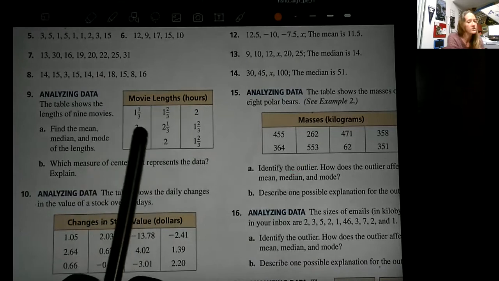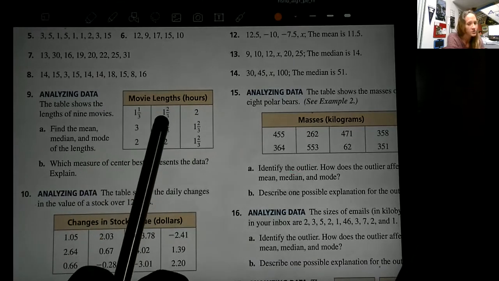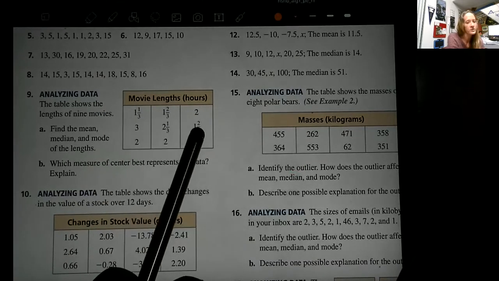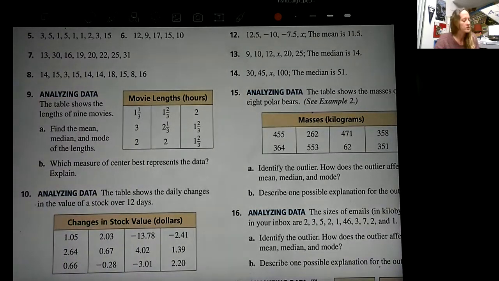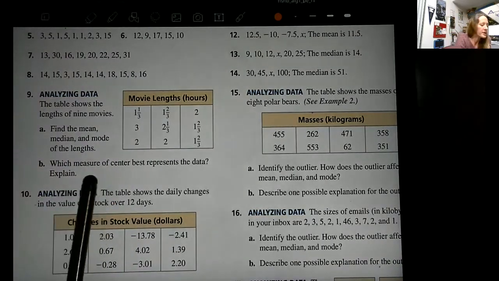I'm not expecting you to do this by hand. Not that you couldn't. 2/3 and 1/3 is a whole one. 1/3 and 2/3 is a whole one. We just have an extra 2/3. But I don't mind if you go ahead and use your decimals in order to put those in your calculator. But then once again, measure of center.